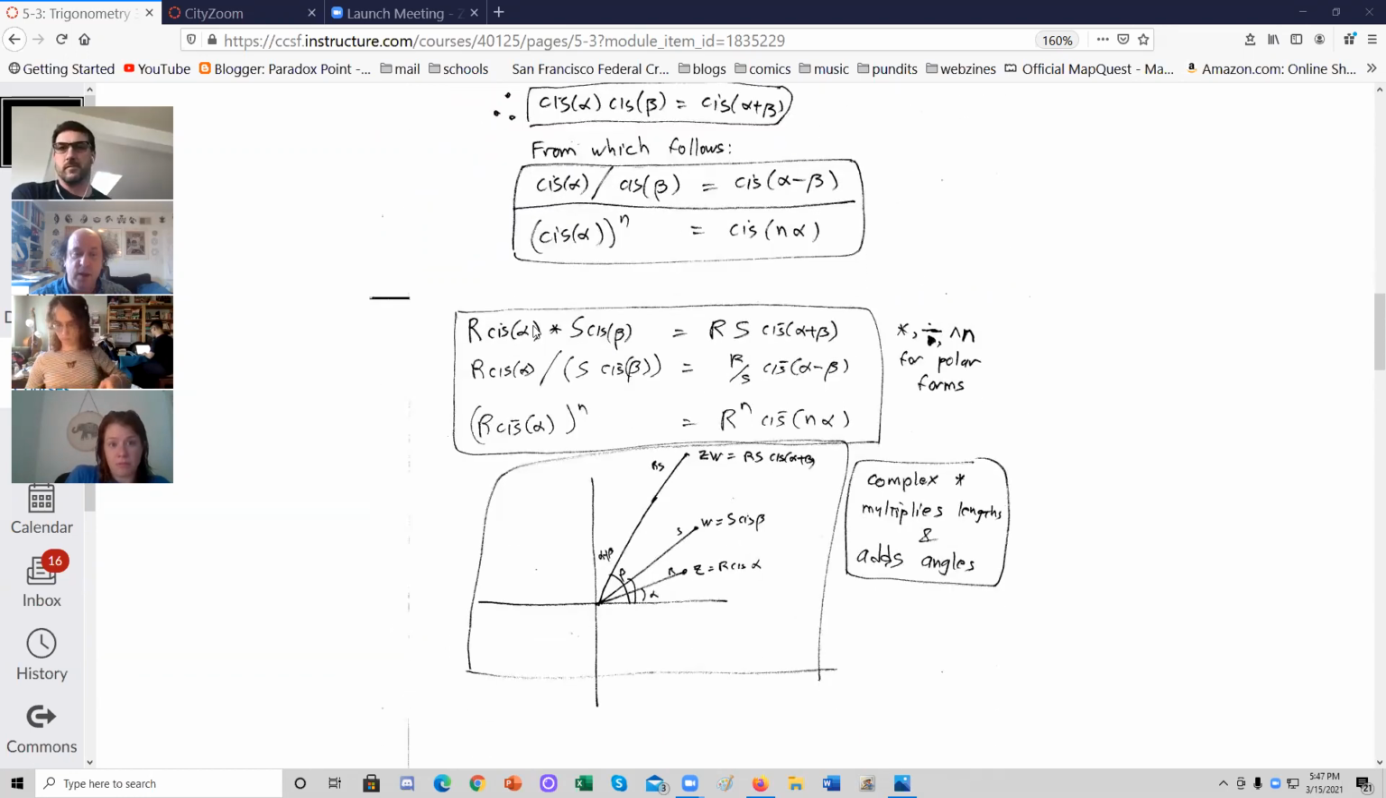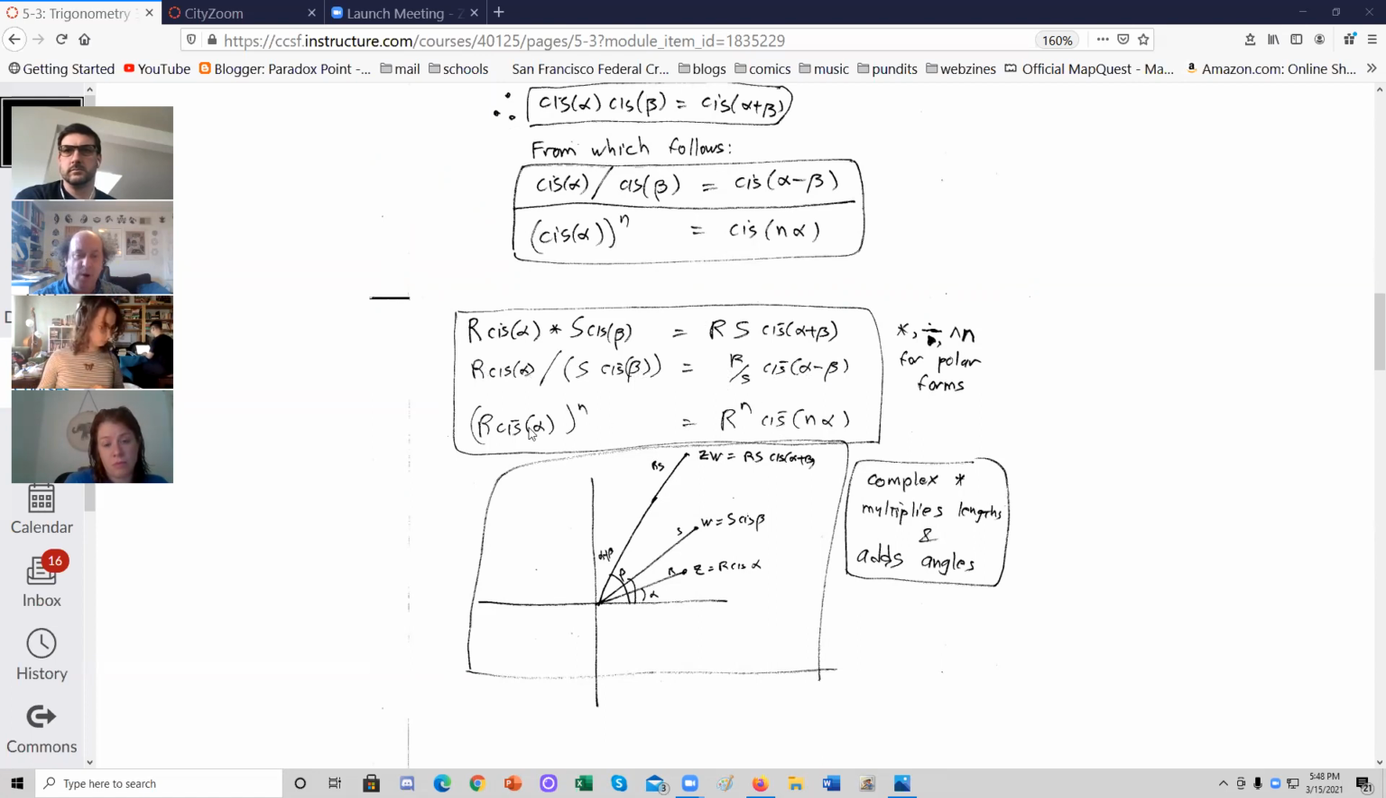Now from this, we get some rules. If you have a complex number r in the form r cis alpha and multiply it by another complex number s cis beta, well, r times s multiplies, and cis alpha times cis beta is cis of alpha plus beta. So you multiply the lengths and you add the angles. Now, similarly, when you divide two complex numbers, the lengths divide. r over s, cis of, you subtract the angles, cis of alpha minus beta.